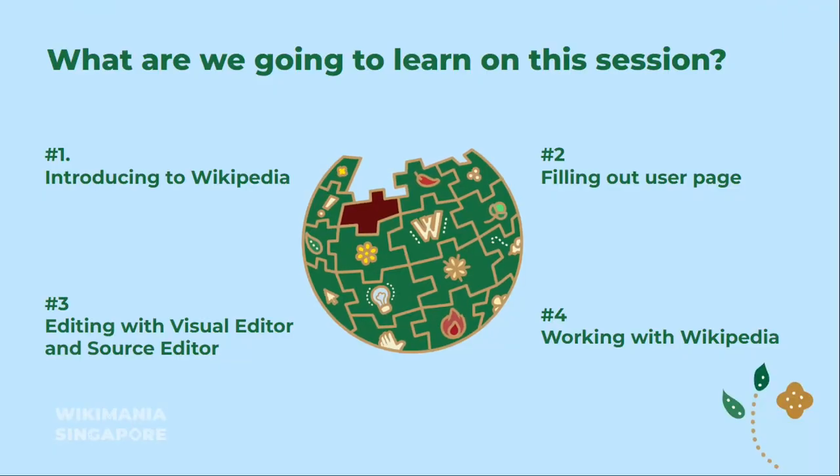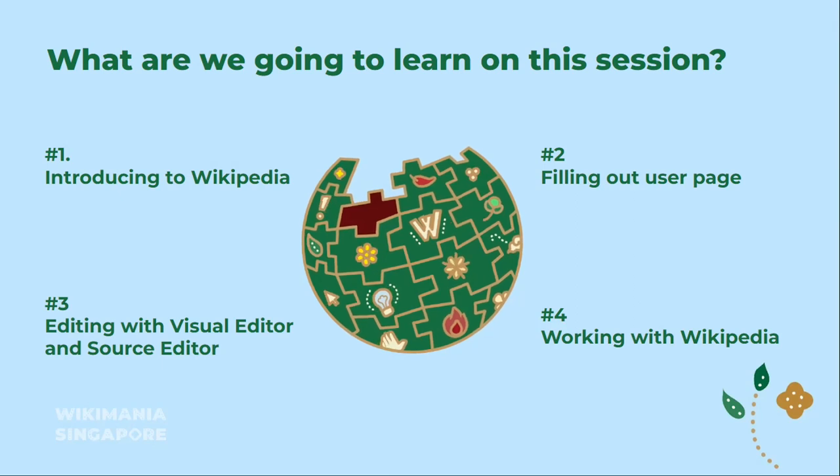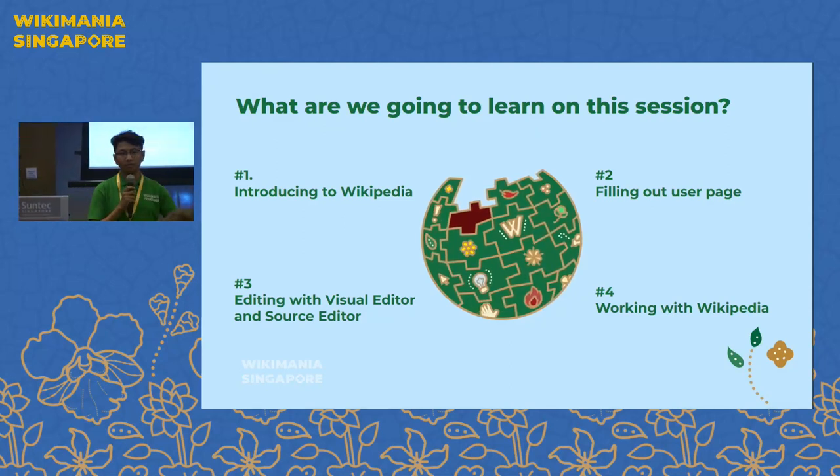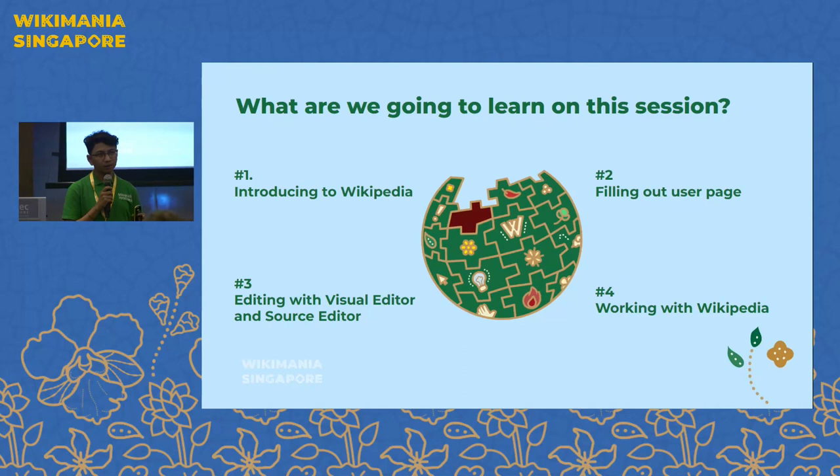So we start from here. What are we going to learn in this session? There are 4 stations, actually. First, an introduction to Wikipedia, and then filling, and then we make the user page, and then editing with the visual and source editor, and also working with Wikipedia. So at the end of the session, we can make an article.